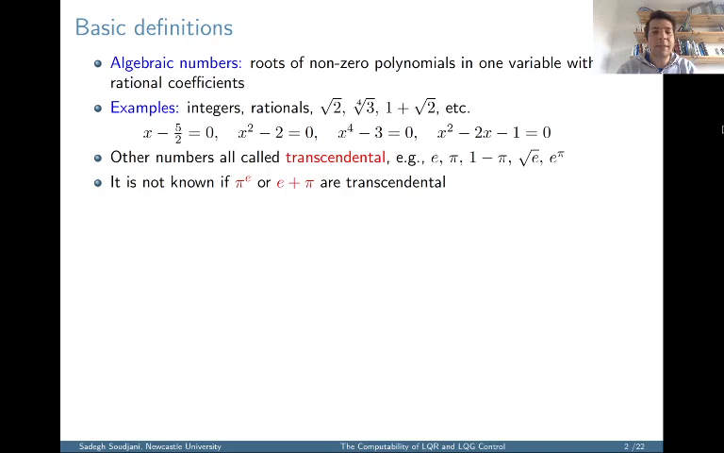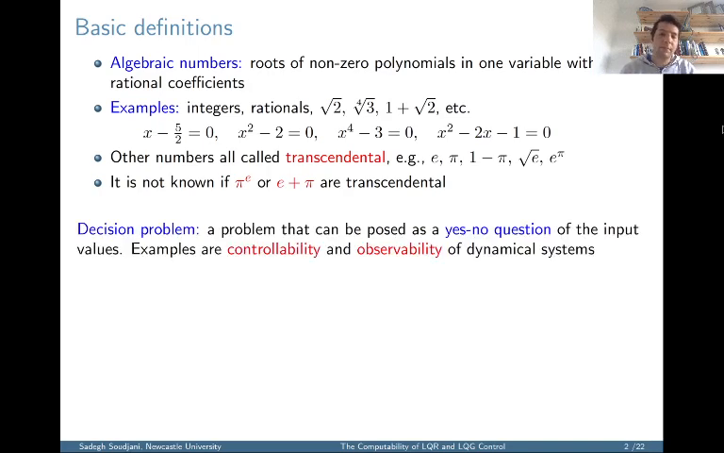Examples of transcendental numbers include the Euler number e, pi, 1 minus pi, a square root of e, and so on. In general, establishing whether a number is algebraic or transcendental is a difficult task. For example, we don't know if pi to the power Euler number is algebraic or transcendental. We don't know if e plus pi is algebraic or transcendental.